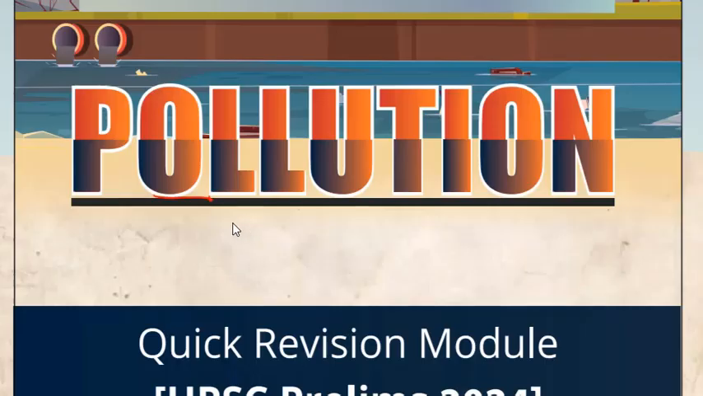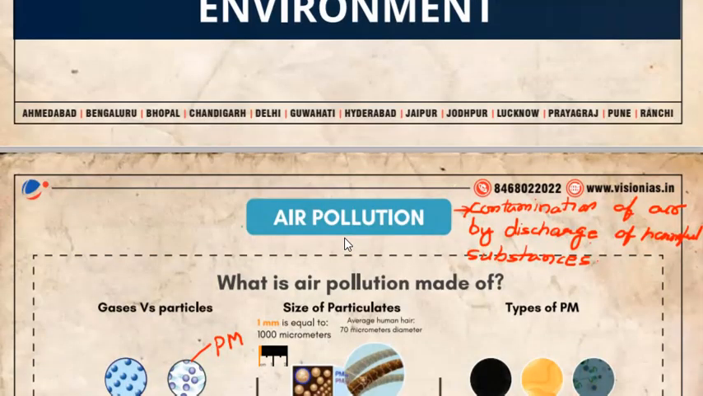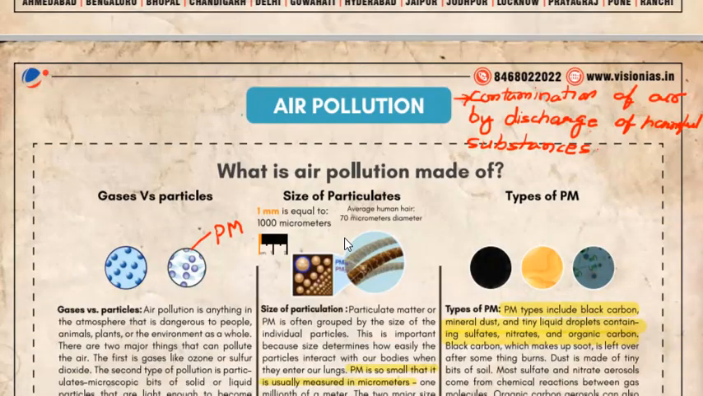Hello friends, in this video we will discuss the pollution topic of the quick revision module by Vision IAS. Let's start with the first topic. First topic is about air pollution. Let's first define air pollution. What is air pollution? Pollution is actually the contamination of air by discharge of harmful substances.